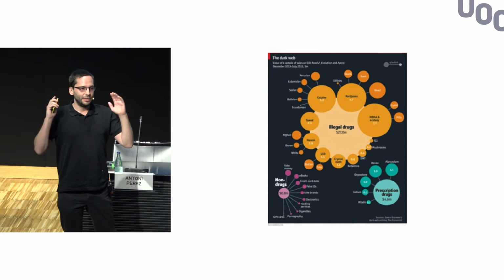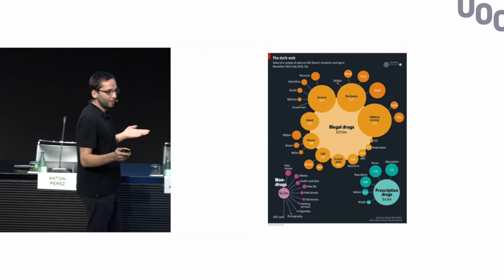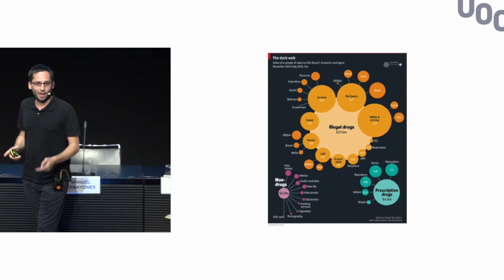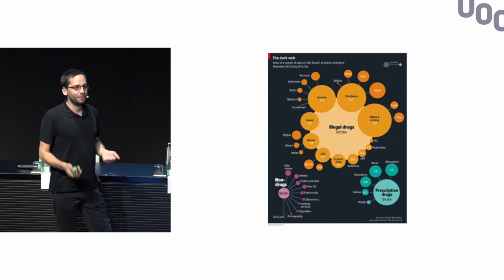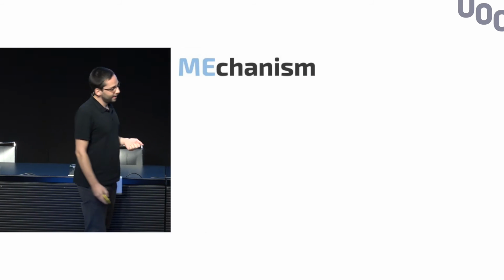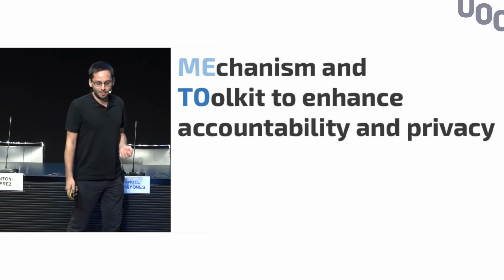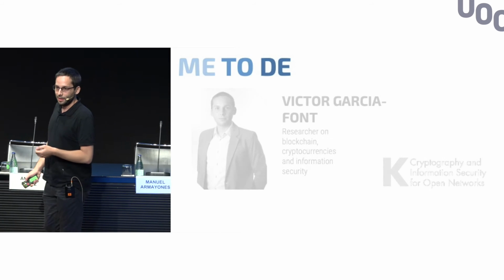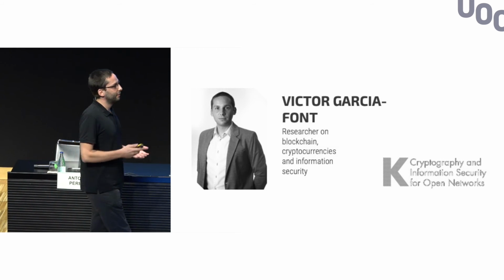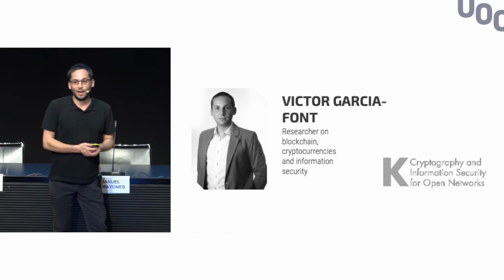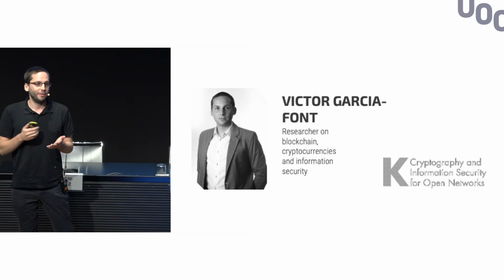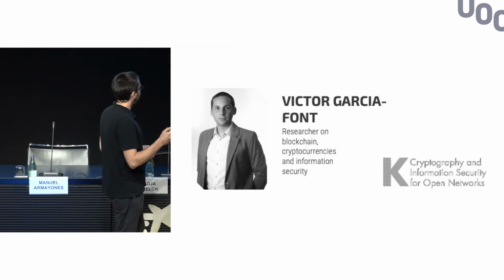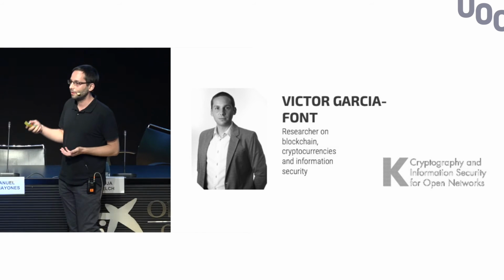So then it's when our research question came to mind. Would it be possible to have protocols like Tor to communicate anonymously, but at the same time avoid sites like that? And we started working on the project that we call Mechanism and Toolkit to enhance accountability and privacy in decentralized communications, or METODE. Currently, the project is very young, and I'm the only researcher from the KISON research group working on it. However, I believe that this is a very multidisciplinary project, and I encourage any of you to contact me and collaborate in the project. I'll try to explain the approach that we want to take.